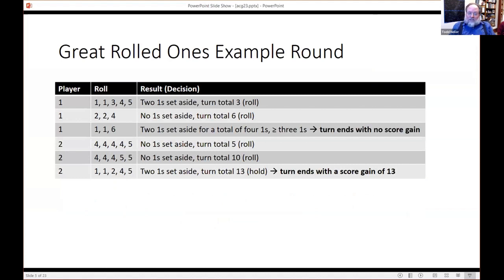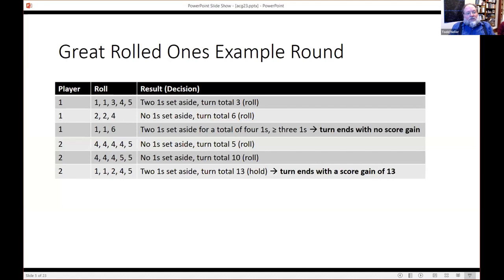1-1-3-4-5, the 2 ones are set aside and the 3 non-ones are added to the turn total to have a turn total of 3. Then if the player decides to roll again and rolls 2-2-4, no ones are set aside and the 3 non-ones are added to the turn total to make 6. Rolling again, if player 1 gets 2 ones and a 6, those 2 ones are set aside for a total of 4 ones, and that's greater than or equal to the 3 ones that end the turn with no score gain. So the turn goes to player 2.